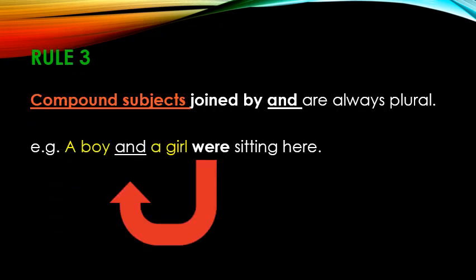Now we have rule number 3. Rule number 3 says that if there are more than one subject, if there are 2, 3, 4, 5 subjects, and they are joined by the word and, in that case it is always treated as plural. For example, a boy and a girl were sitting here, or Ram, Sham and Gulshan are my friends. So when this word and is used, in that case it is always treated as a plural subject.